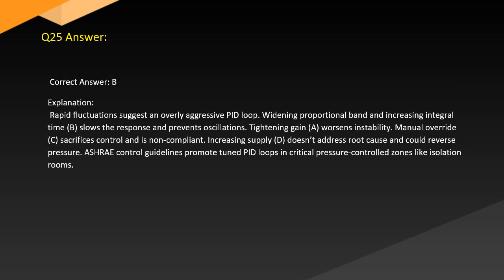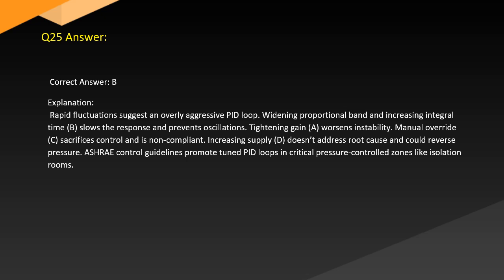Answer. Correct answer: B. Explanation. Rapid fluctuations suggest an overly aggressive PID loop. Widening the proportional band and increasing integral time (B) slows the response and prevents oscillations. Tightening gain (A) worsens instability.